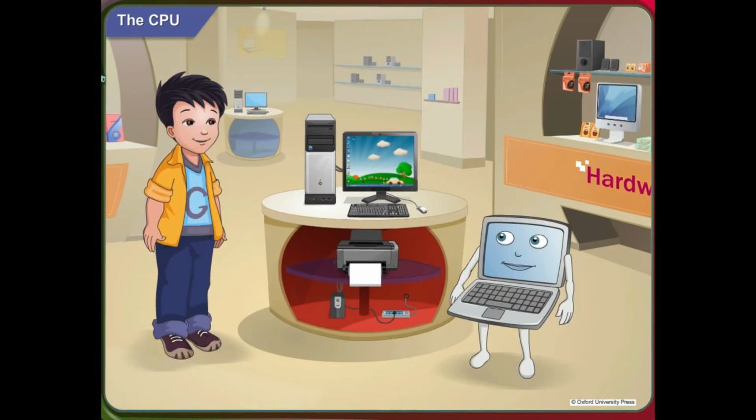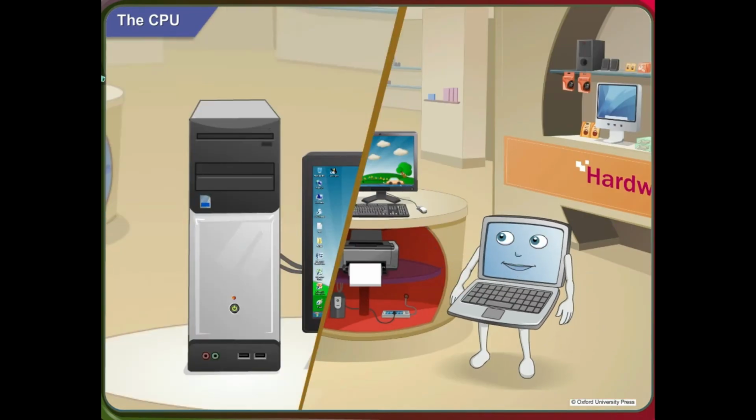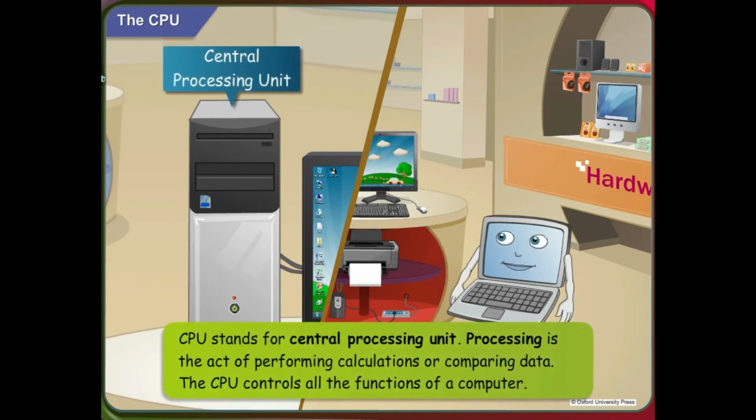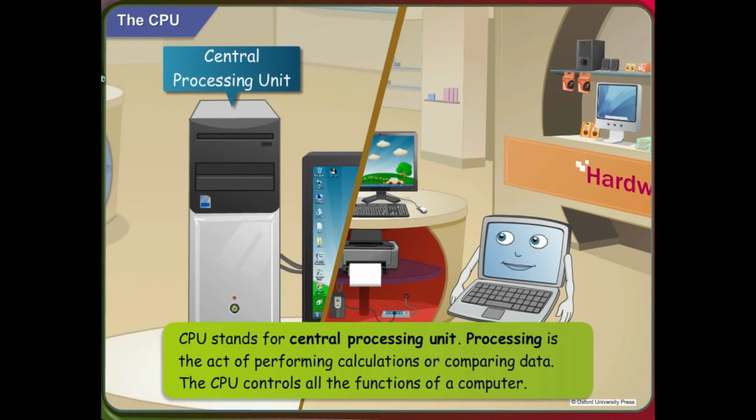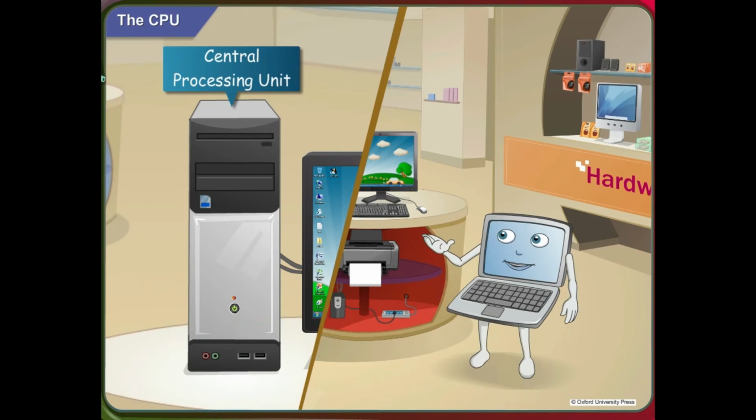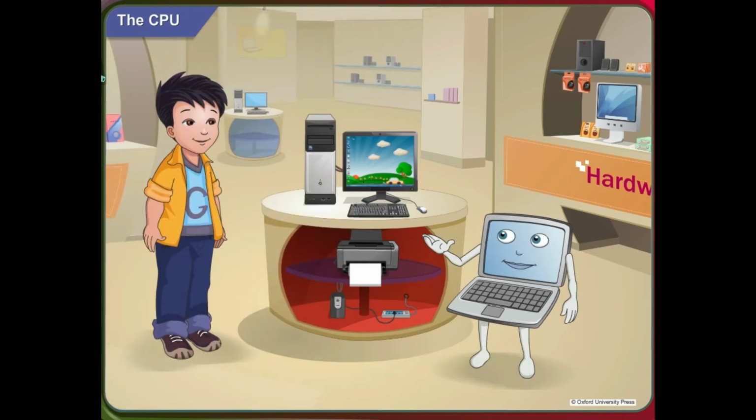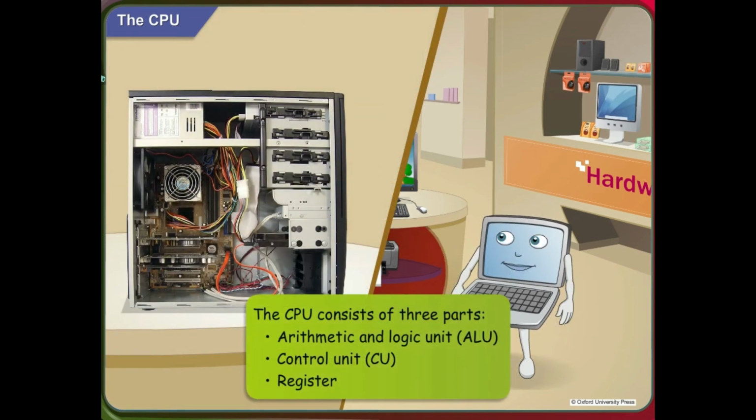Sure. See, this is the cabinet of the computer. It contains the CPU. CPU stands for Central Processing Unit. Processing is the act of performing calculations or comparing data. The CPU controls all the functions of a computer. Thus, it is also called, I know, the brain of a computer. Yes, very good, Goggle. The CPU consists of 3 parts: arithmetic and logic unit, control unit, and register.